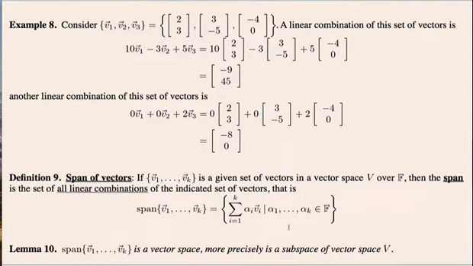Then once we have the linear combinations of a set, we define the span of vectors. If v1, ..., vk is a given set of vectors in a vector space V over a scalar field F, then the span is the set of all linear combinations of the indicated set of vectors. And the way we write this is that the span of v1, ..., vk is the set of linear combinations, the sum as i goes from 1 to k, alpha_i v_i, where we choose all the possible scalars alpha_1, ..., alpha_k.